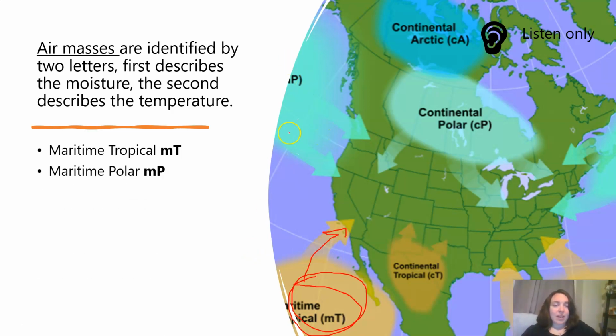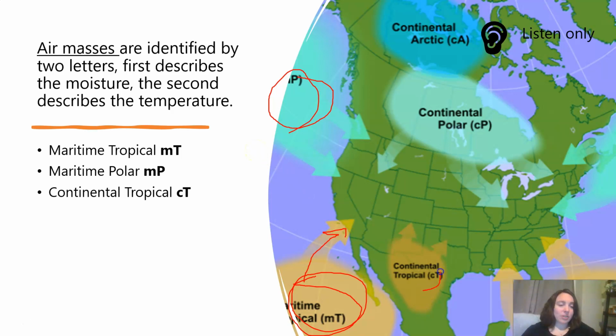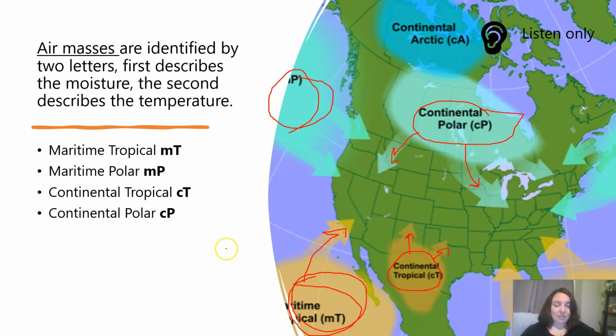Maritime polar, we have one up here on the left. It's over the ocean still, but it's a much higher latitude, so it's a cold one. Continental tropical, we have a low latitude, but it's over land. So this one, as it moves up, it brings dry, warm air. Continental polar here, if you recognize this, it's over Canada, and it tends to move down. So that's represented by cP.